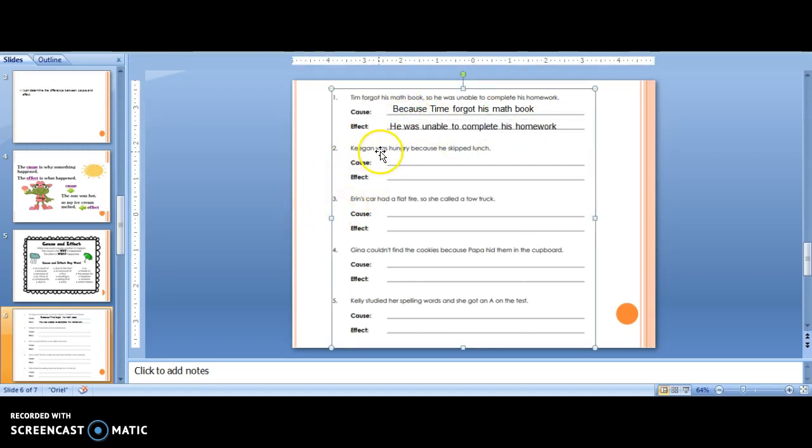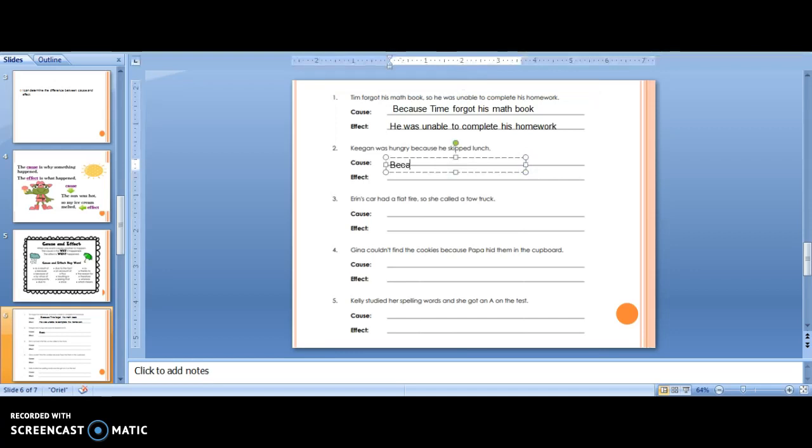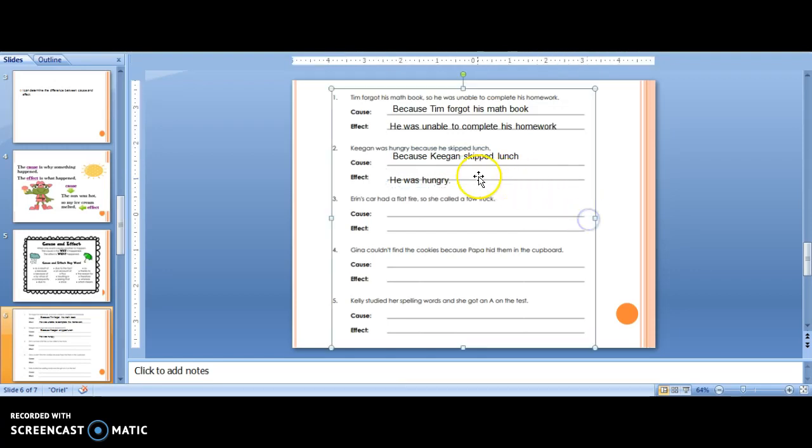Another example, Keegan was hungry because he skipped lunch. Our keyword here is because. So, because Keegan skipped lunch, he was hungry.